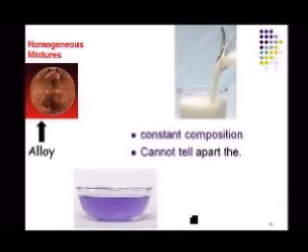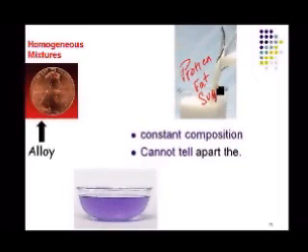Milk is a mixture of things like protein, fat, sugar, but we can't tell the difference. We can't say that there's the little bit of fat, there's the little bit of sugar.